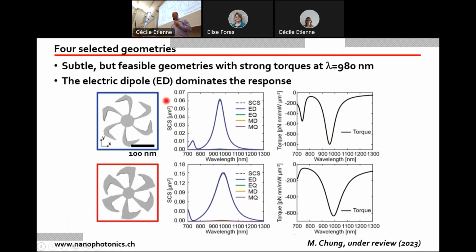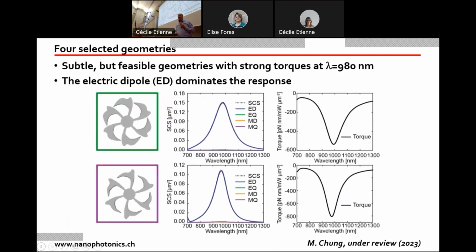It's also interesting to see the spectral response of this system. This looks quite complicated, and this looks actually chiral, and one could think there might be a lot of high order modes, but actually, if you look at it, it's just an electric dipole. Most of the scattering cross-section is just built from an electric dipole. And this is true for the other geometries. This is the second one, and these are the other two that we have developed and fabricated, also with torques here at 980 nanometer. And always just a simple dipolar response.